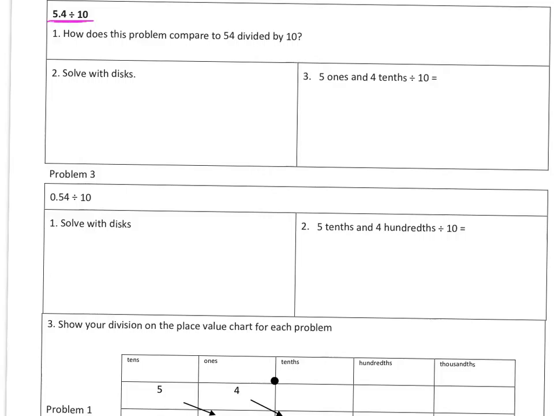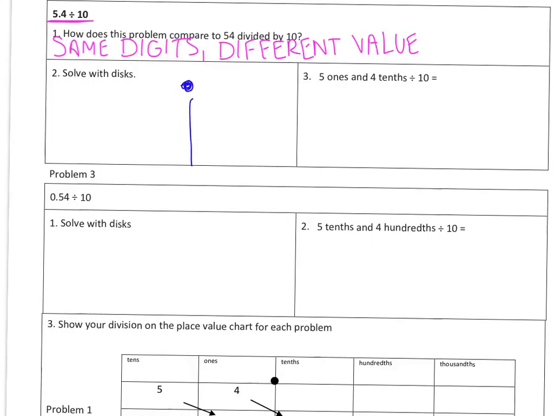So our next problem is similar, but still a little bit different. 5 and 4 tenths divided by 10. How does this problem compare to 54 divided by 10? Well, it's got the same digits, but a different value. So we have our 5 and our 4 divided by 10, but it's not the same number. So let's solve with some discs. Okay, I start with my decimal. Boom. And then I know that on this side of the decimal we've got tenths and hundredths over here. Uh-oh, I'm running into the next box. And then ones. And right next to ones we have tens.